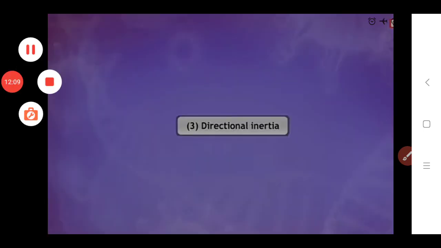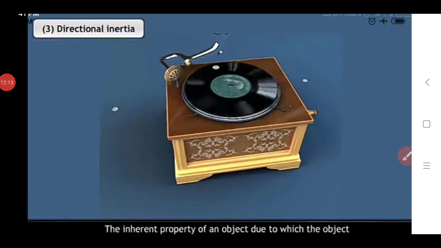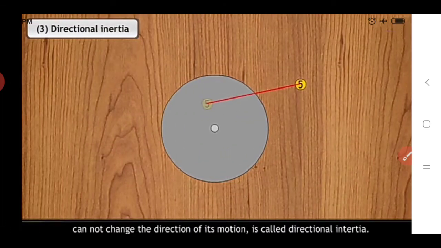Here we see the third type of inertia, that is the directional inertia. What is directional inertia? When objects are in motion, they don't change their direction. The inherent property of an object due to which the object cannot change the direction of its motion is called directional inertia.